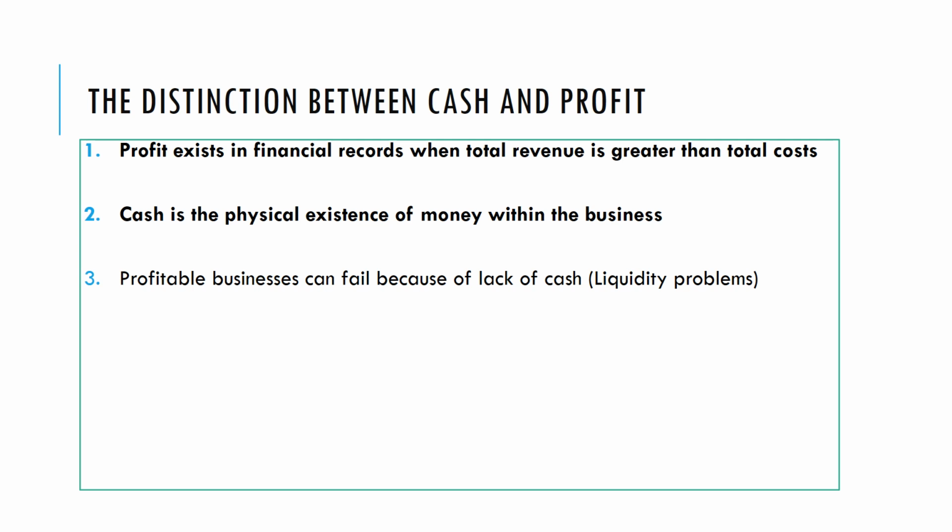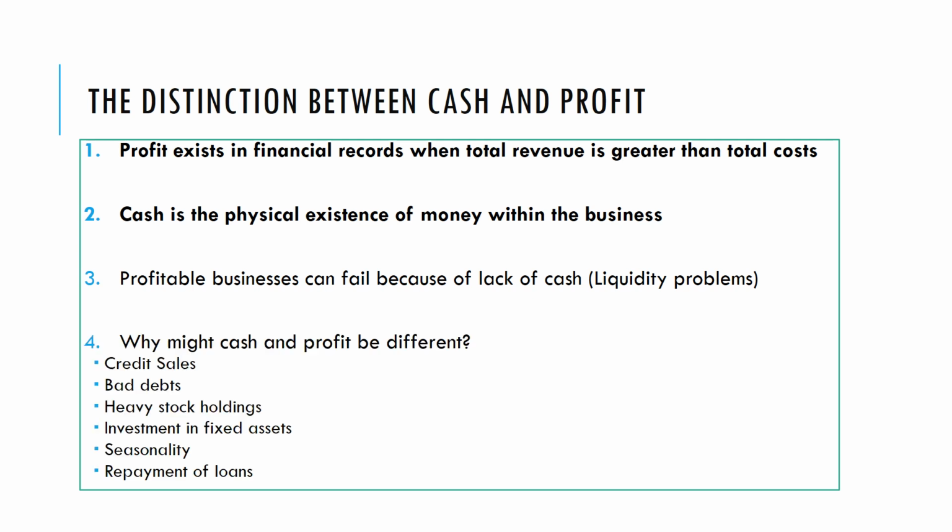And sometimes businesses that make a profit can run out of cash, which we call liquidity problems. And there's a number of reasons why cash flow and profit might be different. For example, credit sales or bad debts, or having lots of stock, seasonality, and repaying loans. So let's go through this.